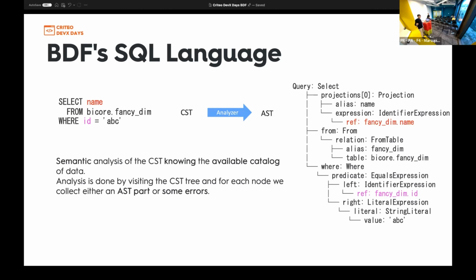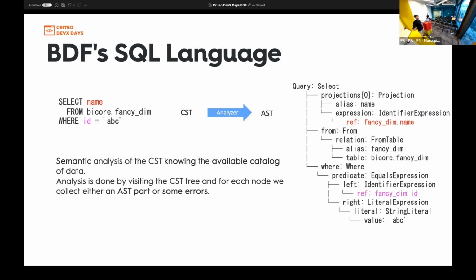So you can see that the name has been identified as a reference to the fancydim table dot name colon. So it's not just a string called name. It's a concept that is understood. And there is also this ID that has been understood as the fancydim dot ID colon.